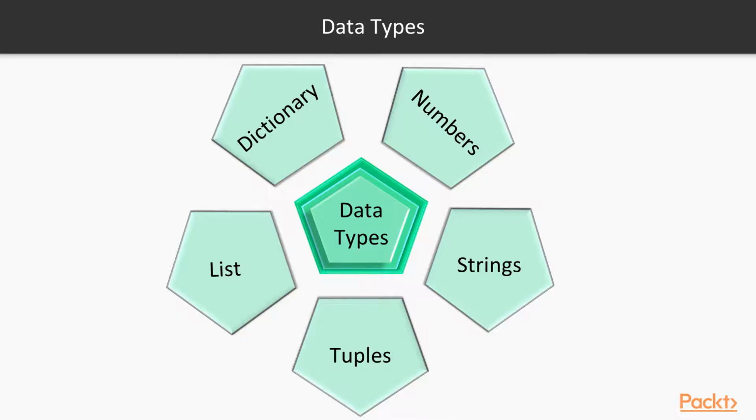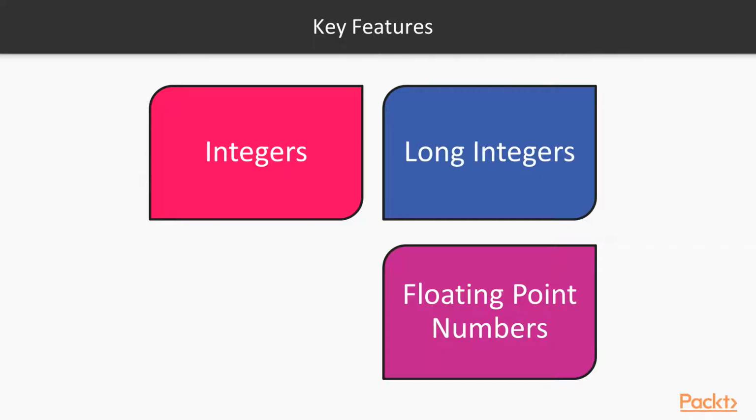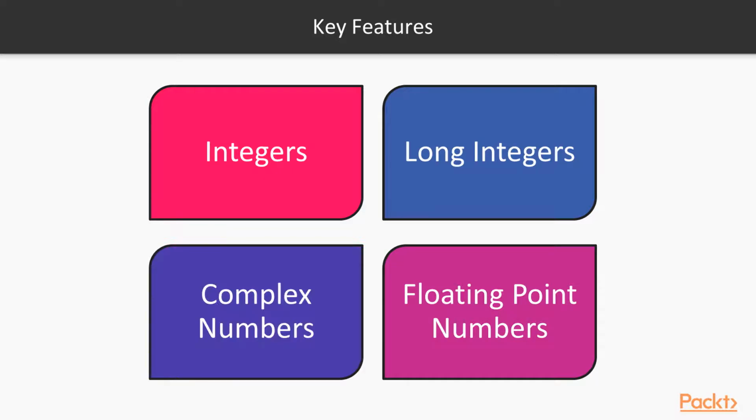We will now look at data types in Python. Data types can be broadly categorized into 5 different types. They are numbers, string, tuples, list, and dictionary. Let us now learn about numeric data types. There are generally 4 numeric data types in Python. They are integers, long integers, floating point numbers, and complex numbers.